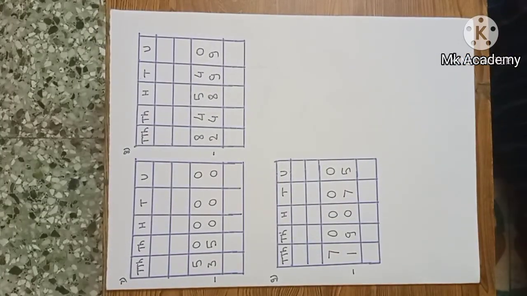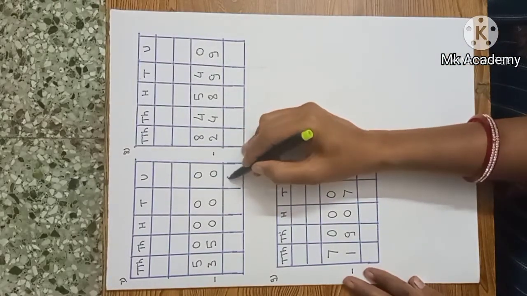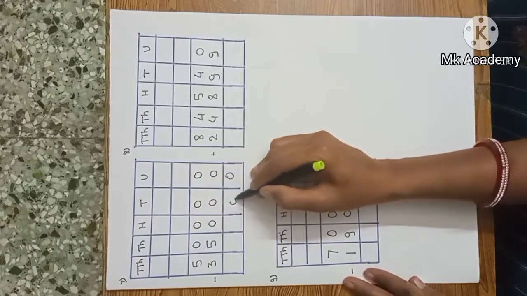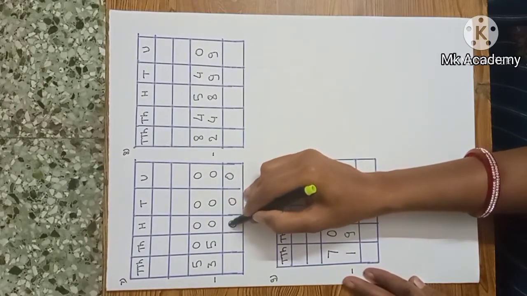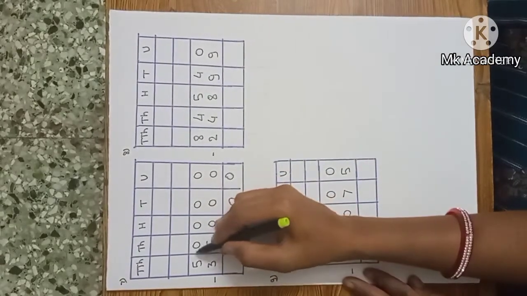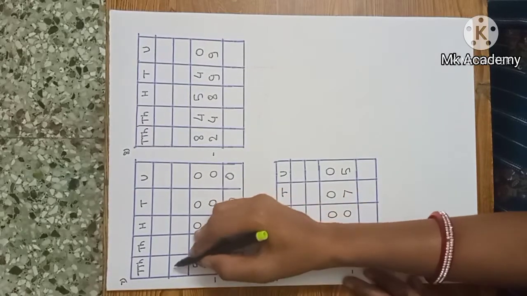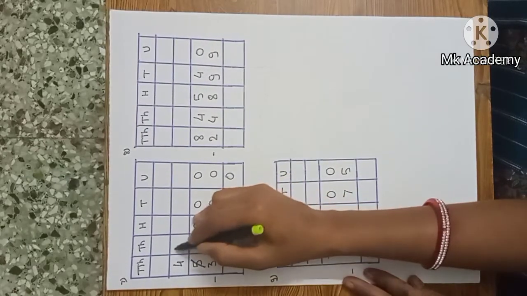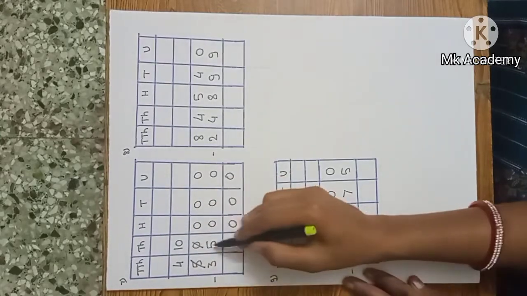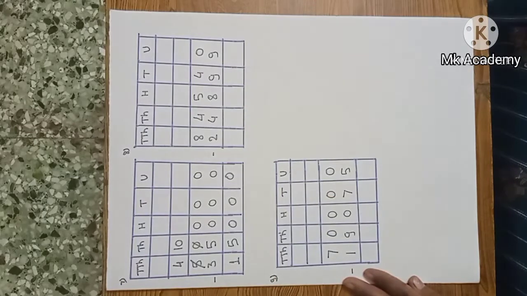50,000 minus 35,000. Start from unit place. 0 minus 0, 0. 0 minus 0, 0. 0 minus 0, 0. Here 0 minus 5. This is not possible. We can borrow from 10,000. We borrow 1 10,000. How many here remaining? 4. And here we get 10,000. 10 minus 5, 5. 4 minus 3, 1. The answer is 15,000. Now next example.